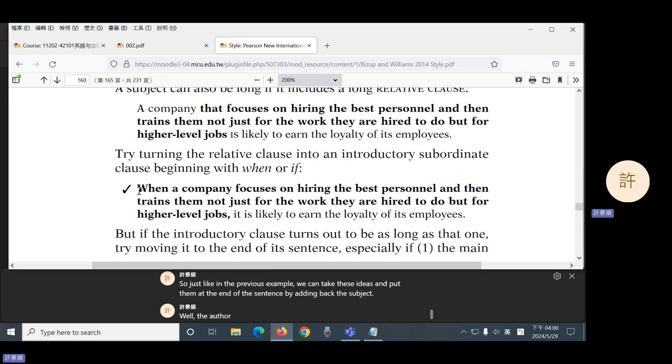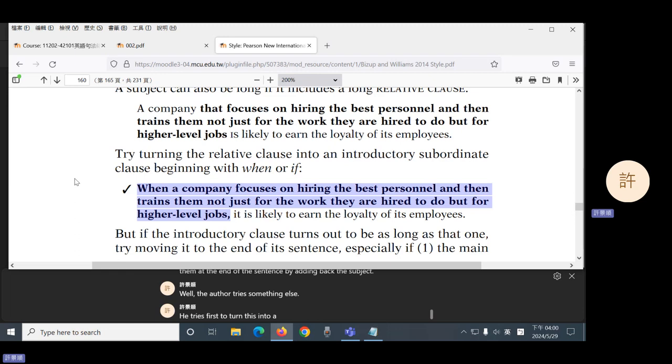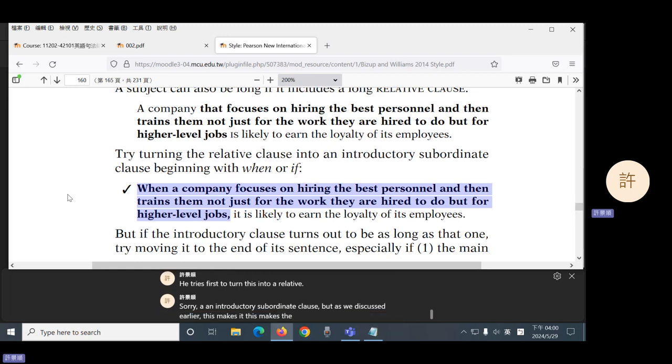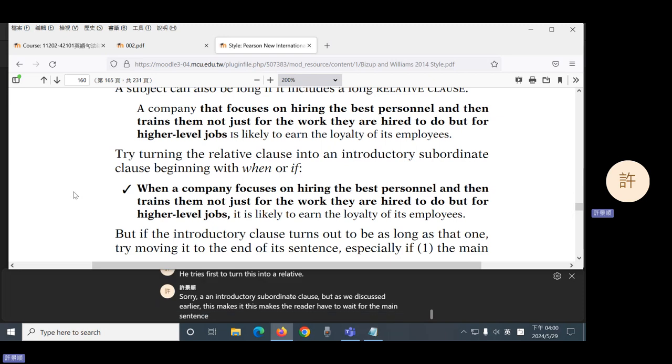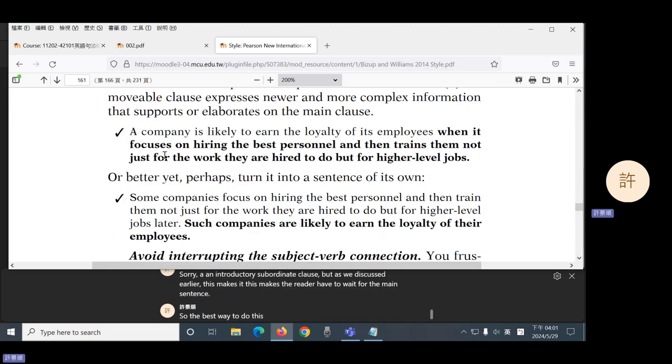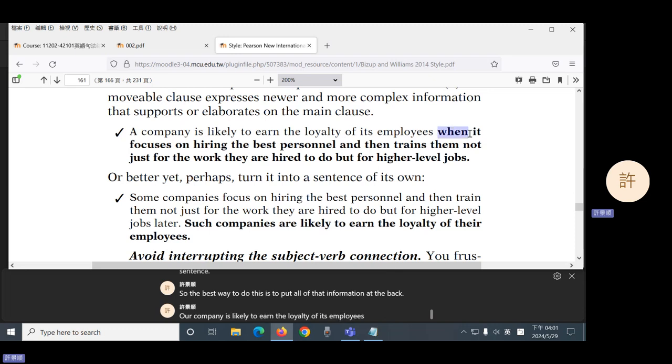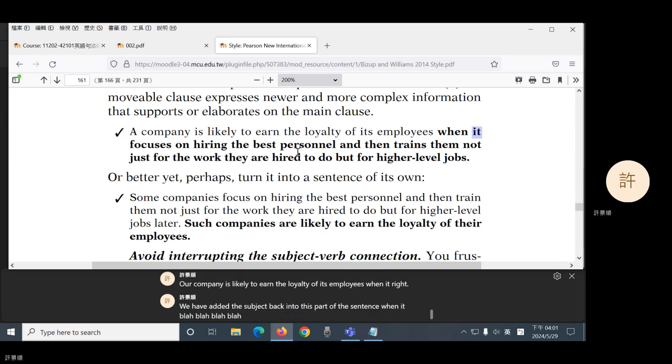Well, the author tries something else. He tries first to turn this into an introductory subordinate clause. But as we discussed earlier, this makes the reader have to wait for the main sentence. So the best way to do this is to put all of that information at the back. A company is likely to earn the loyalty of its employees when it, right, we have added the subject back into this part of the sentence. When it, blah, blah, blah.